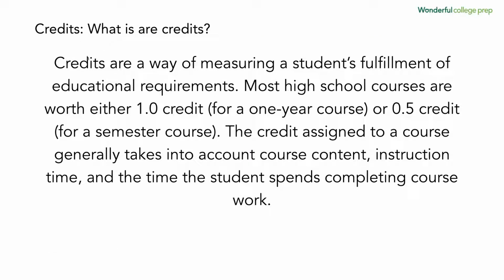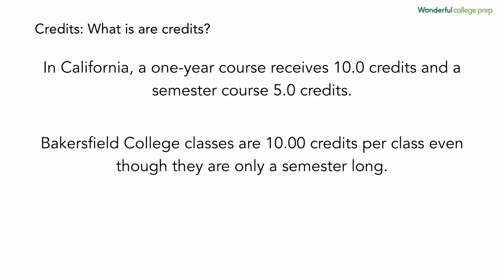So let's switch over to credits. Now, credits are a way of measuring how many units or courses a student has completed throughout high school. And there are thresholds as to how many credits you need for each of your degree or pathway tracks. Generally, high schools across the nation are 1 credit for 1 year and 0.5 credit for a semester course. But we know we are in California, and that is a little bit different. So 1-year courses receive 10 credits, and semester courses get 5 credits. Bakersfield College classes are 10 credits per class, even though they are only half a year or a semester long.